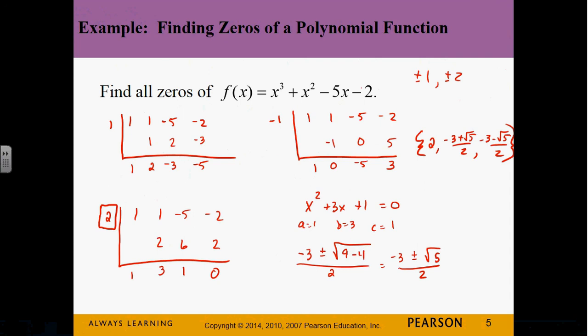Now let me ask you a question. If we started with something like x to the fifth, and I discovered that 1 didn't work, negative 1 didn't work, 2 worked. And then I've got a fourth degree polynomial. If 2 works one time, does that mean it only works one time, or should I try it again? Well, you should try it again, because we have the possibility of a multiplicity greater than 1, right? 2 could be a root more than one time. So just because 2 works once doesn't mean you shouldn't try it again. Always try that number again to make sure it doesn't have a multiplicity higher than 1. Okay.